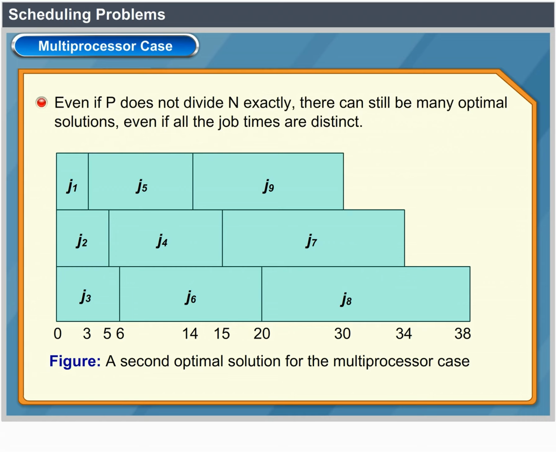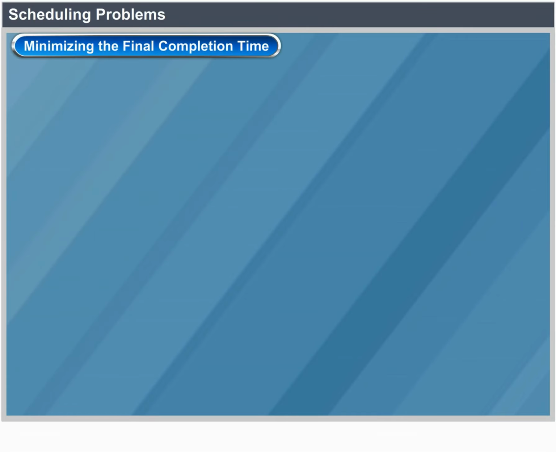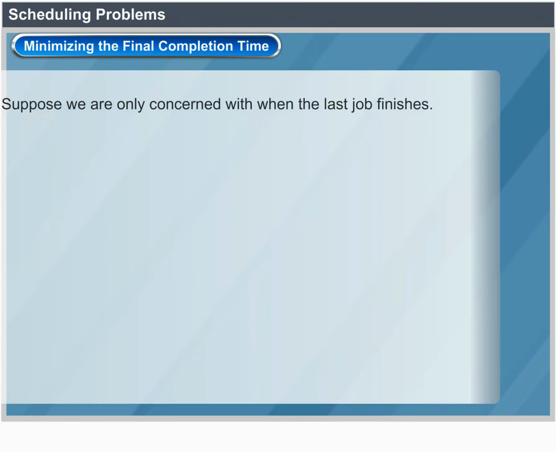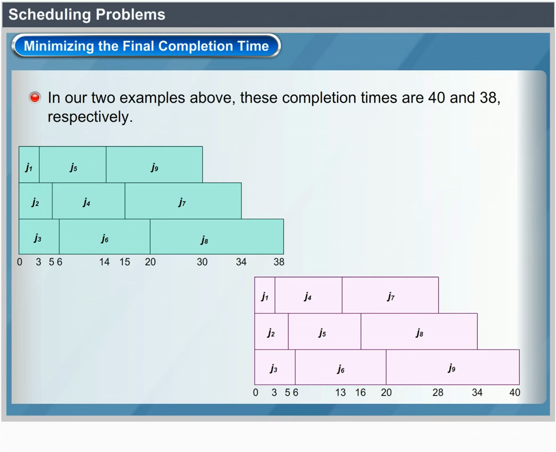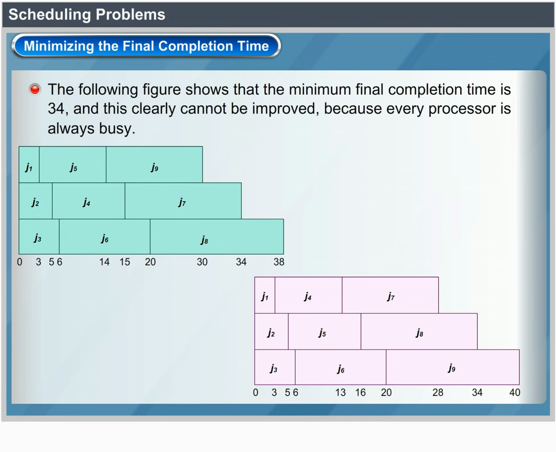Minimizing the final completion time. Suppose we are only concerned with when the last job finishes. In our 2 examples above, these completion times are 40 and 38 respectively. The following figure shows that the minimum final completion time is 34. And this clearly cannot be improved because every processor is always busy.